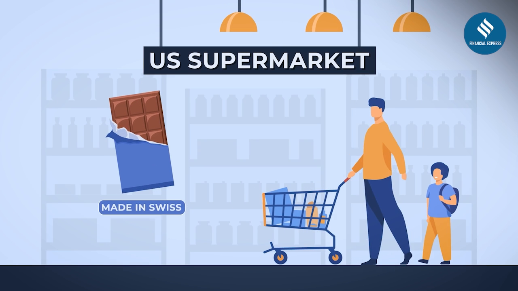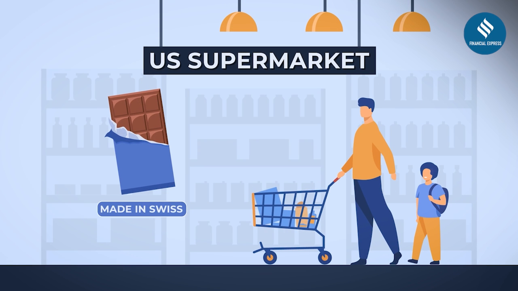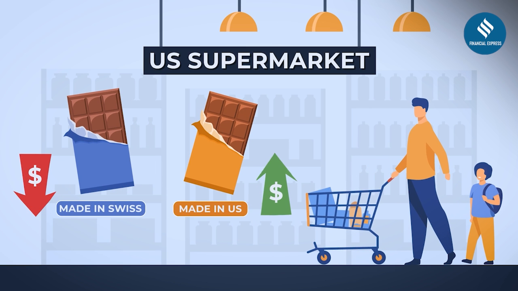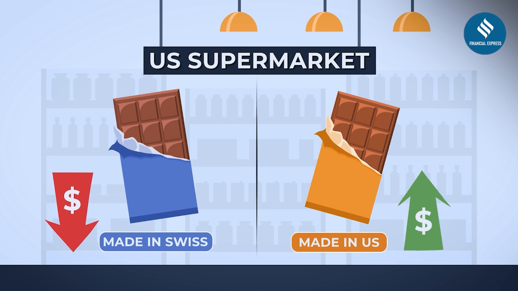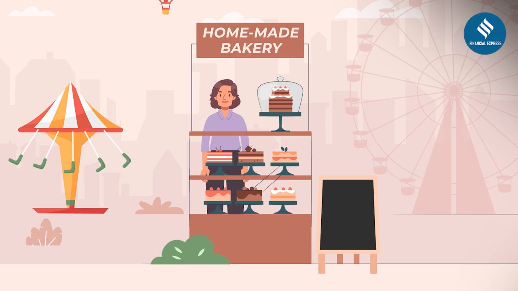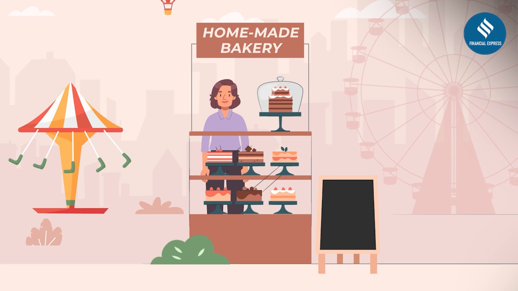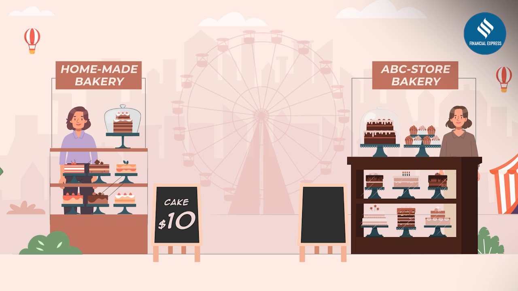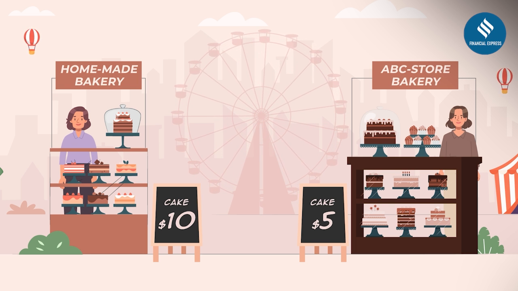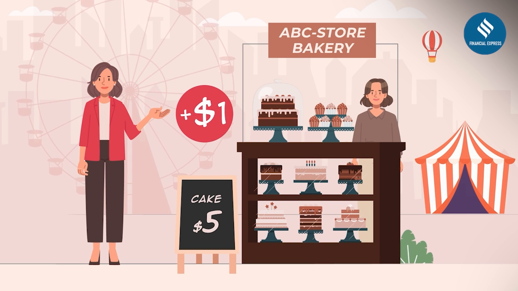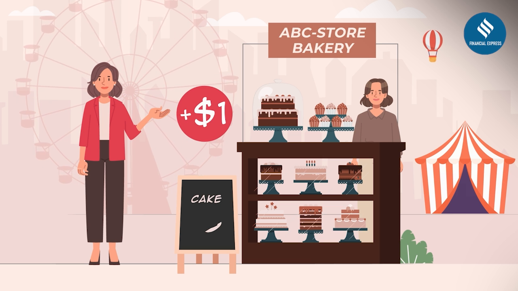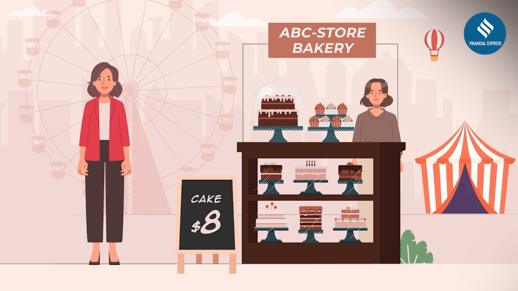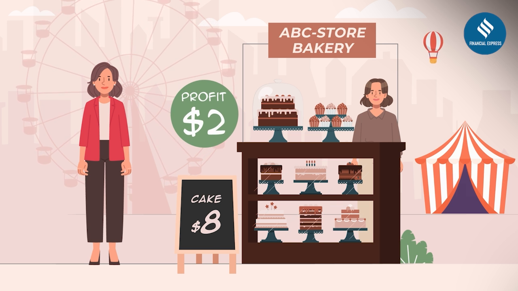So if you are buying candy in the US, but it's made in Switzerland, it will usually be more expensive than chocolate made in the US. But sometimes these foreign goods can be cheaper than the ones made at home. So if you're taking a cake to your school fair and you spent $10 on the ingredients, it could happen that your friend bought a cake from the bakery for $5. So even if the teacher charges your friend $1 extra, that cake will still only cost $6. She can sell it at $8 and still make a profit of $2.